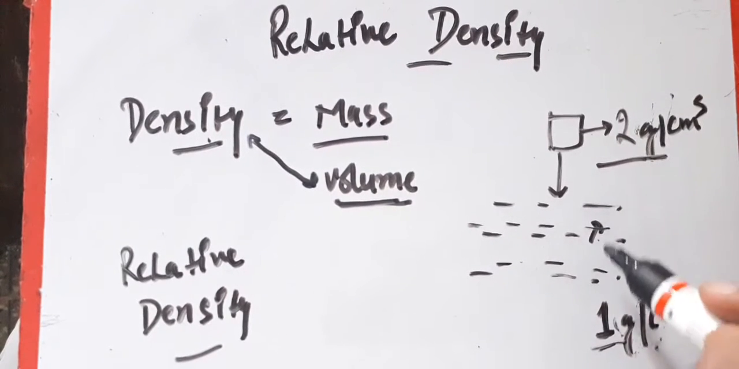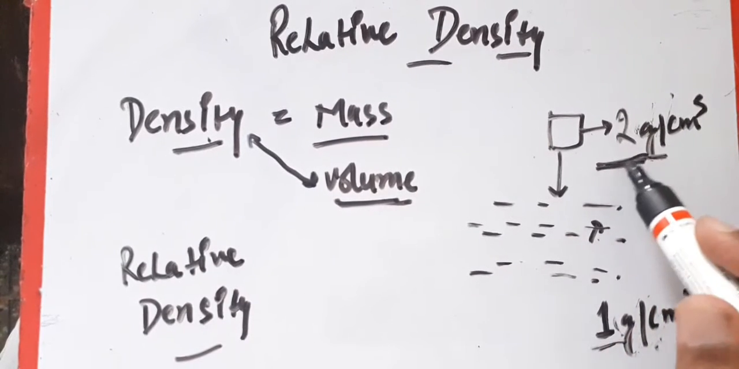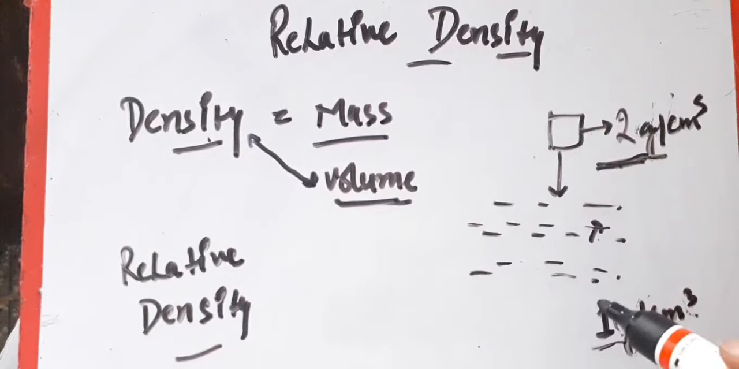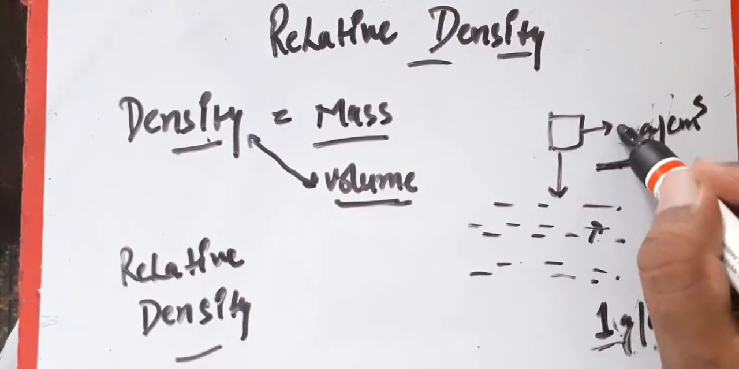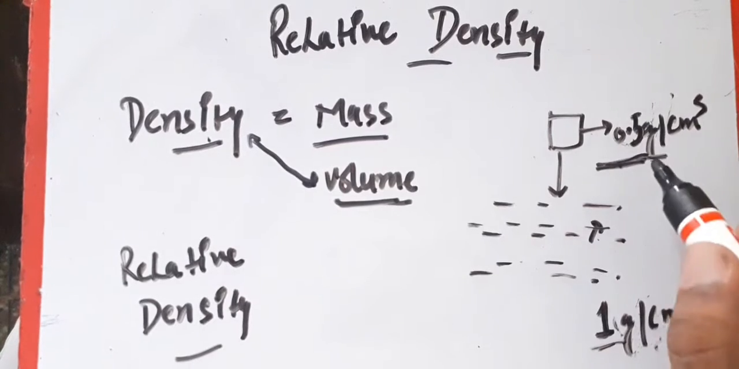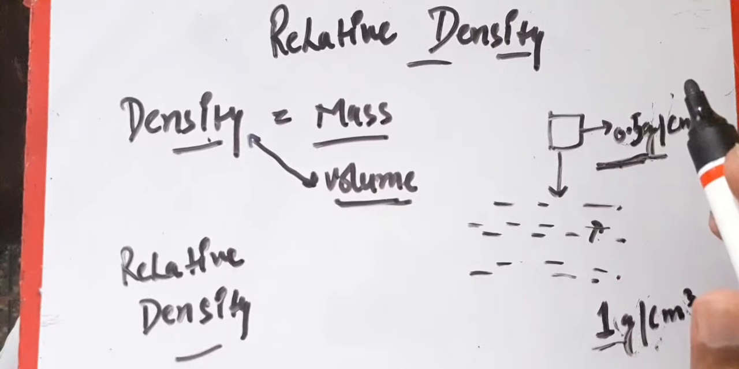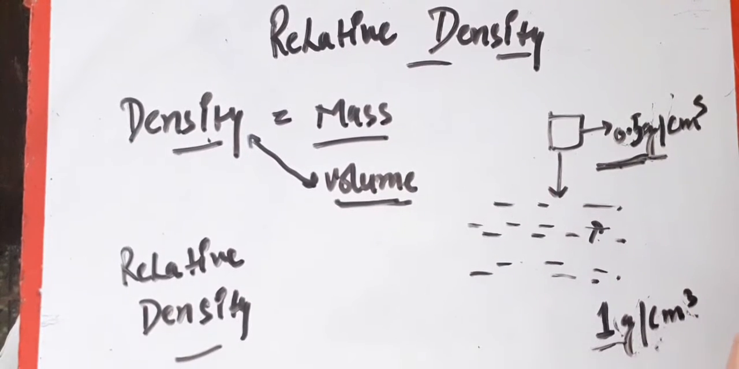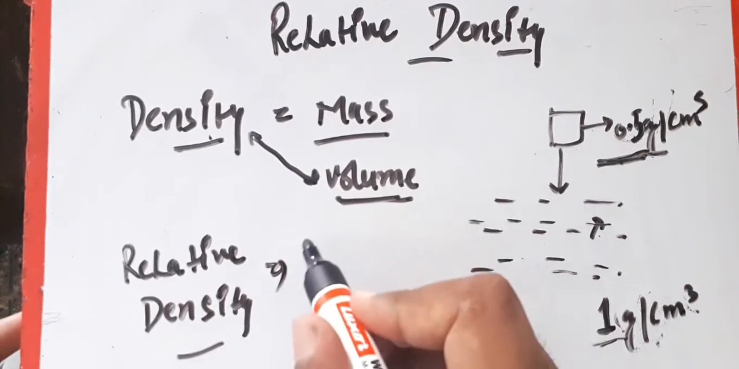So what will happen? Density of object is more, water is less, so the object will sink. If water density is 0.5 and object density is 5, no, if the object density is less and water density is more, the object will float. This is the case. So now, for relative density, what is the formula?